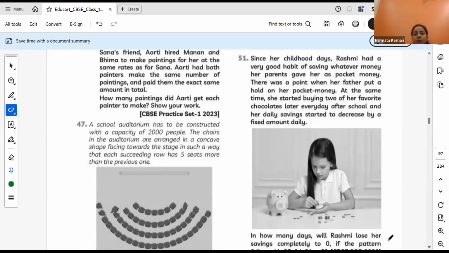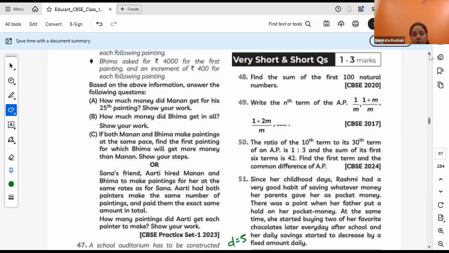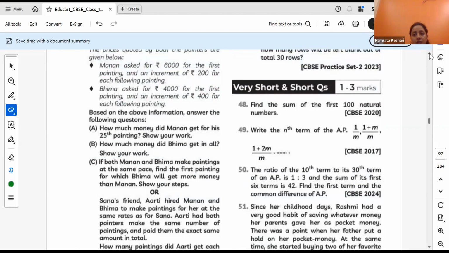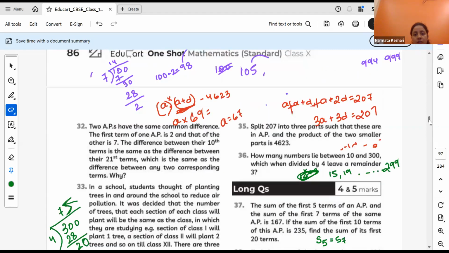A school auditorium has to be constructed with a capacity of 2000 people. The chairs in the auditorium are arranged in a concave shape facing toward the stage in such a way that each succeeding row has 5 seats more than the previous. Okay, so every time the common difference is 5, right? The sum of all the terms is 2000, you have taken. Yes, ma'am.